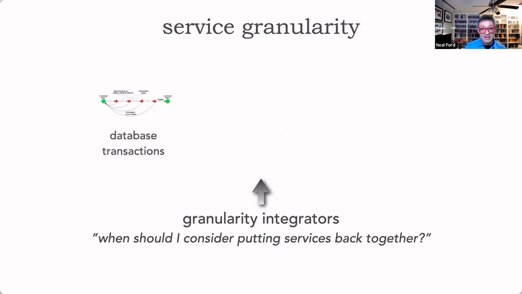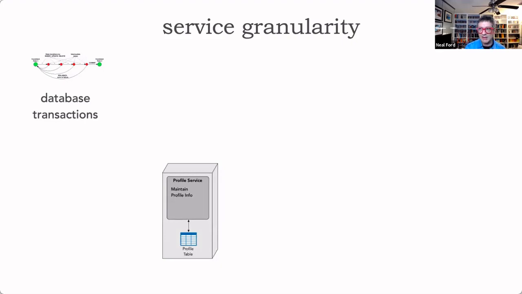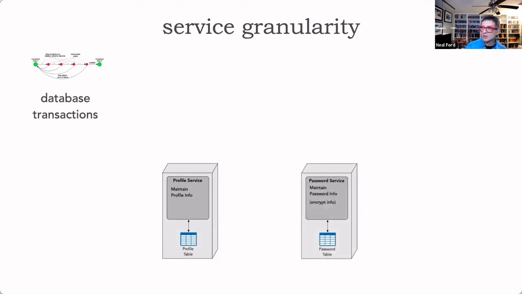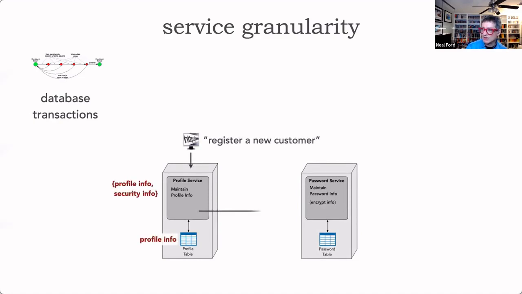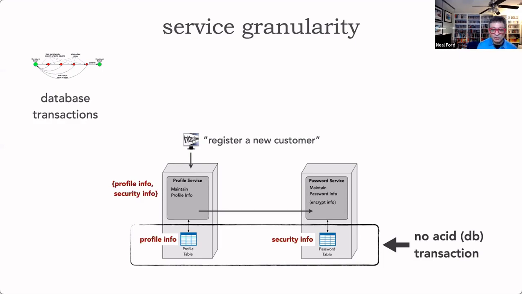And the first of these is database transactions. This is actually a good indicator of where your bounded context should be, because someone in your problem domain has said these things need to atomically work together. And so, for example, if I have a profile service and a password service that I need to pass information over to, you never want to try to do this distributed transaction in a distributed architecture. Never is a strong word, but you want to try to avoid this as much as possible.